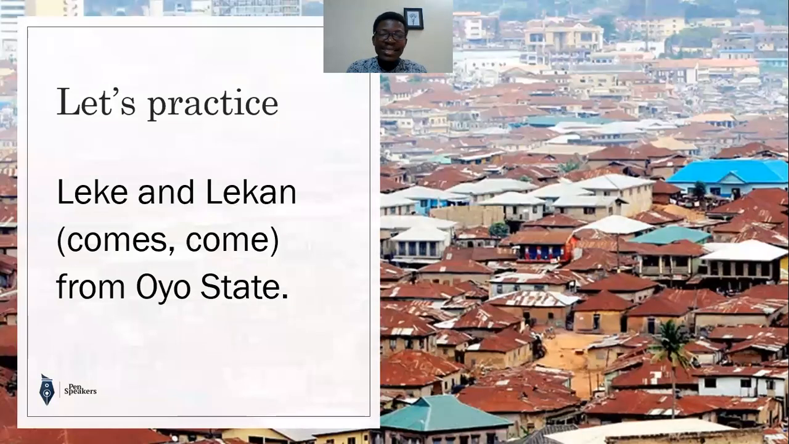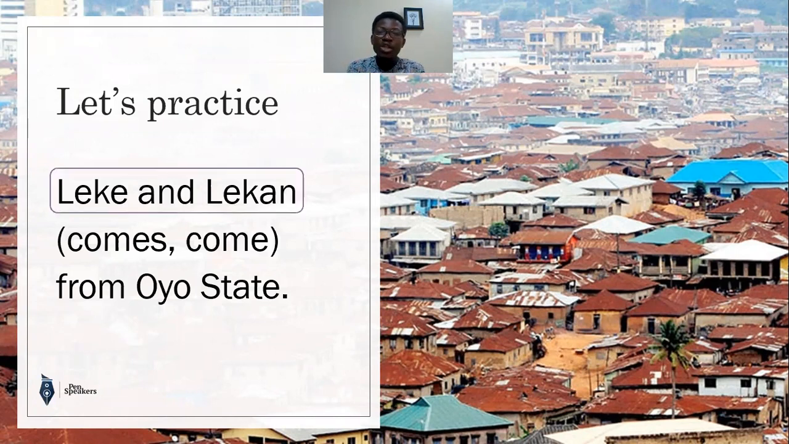Now, let's practice this. Leke is a subject, Lekan is another subject, but they are joined together by the conjunction and. So Leke and Lekan therefore become plural. So Leke and Lekan, you will then go for the plural verb come, not comes. Remember, the ones that end with the letter S are singular. So Leke and Lekan can come from Oyo State is your sentence.